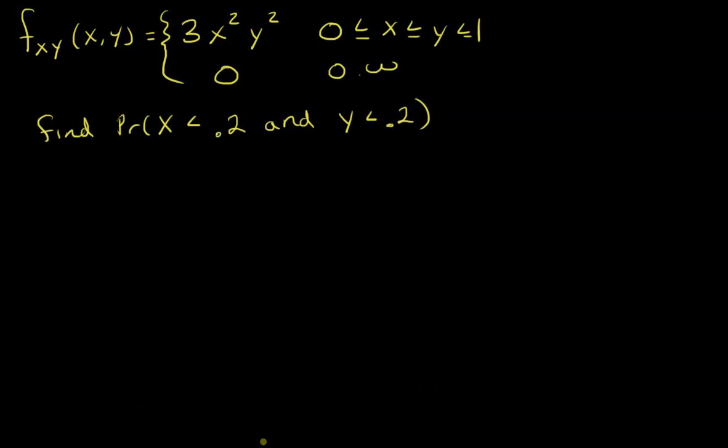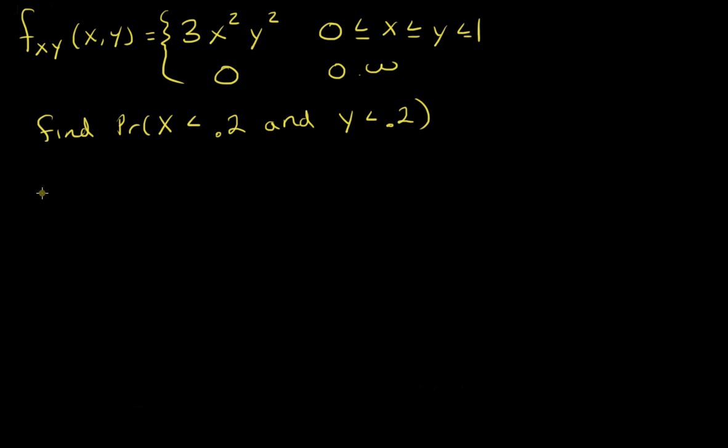In this video, I've pulled it from the discussion board, and we're going to talk about how to calculate this probability. The probability that x is less than 0.2 and y is less than 0.2, and we've been given the joint probability distribution function. That's good because this probability is going to be something that we're going to need the joint probability distribution function for.